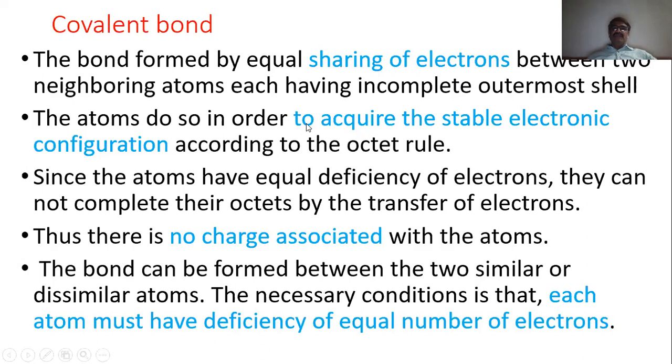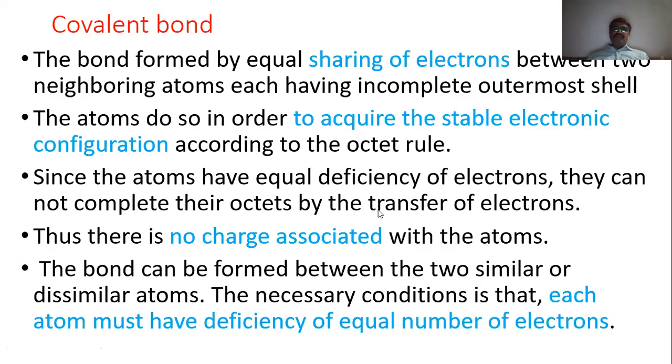Now, the question is why the atoms will share the electrons. The simple thing is that their electronic configurations are not stable, and to complete their octet and make their electronic configuration stable, they share the electrons. After equal sharing of electrons, their electronic configurations become stable according to the octet rule. That means their octet is completed and they become stable.